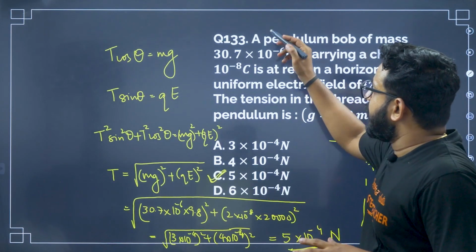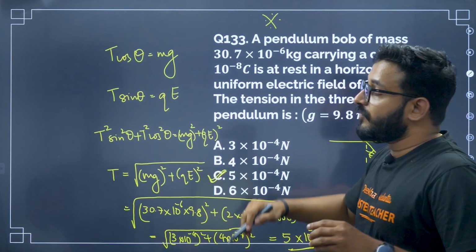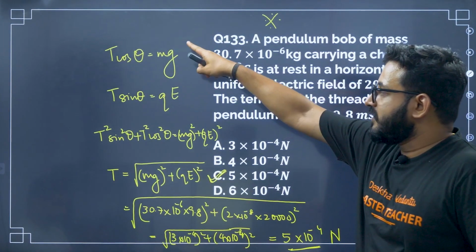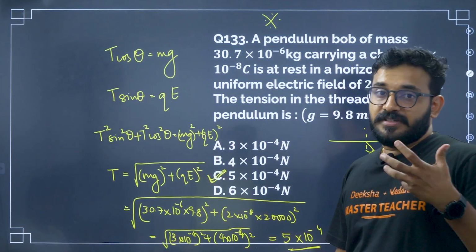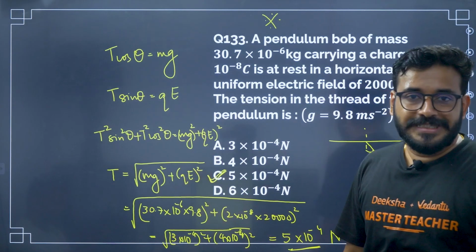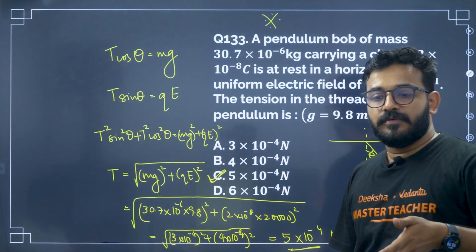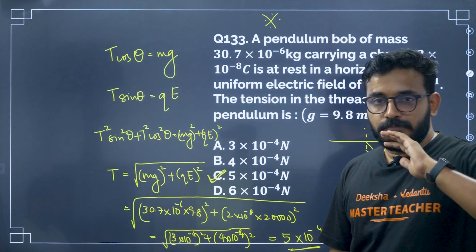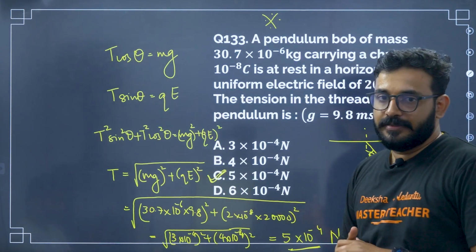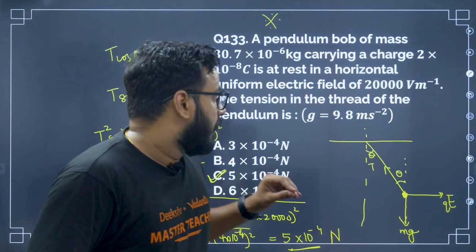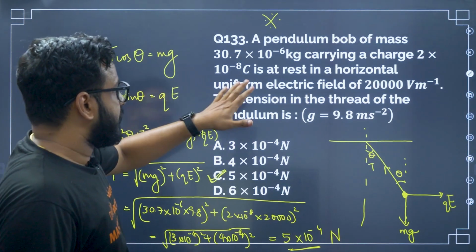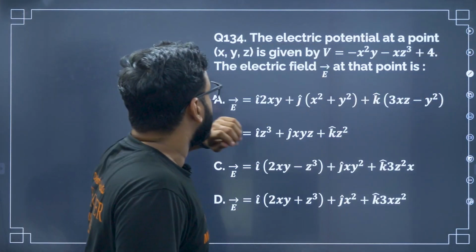Once again, please mark this question for the method which we have used here. This is a very unique method which you can employ whenever you don't know the theta value. If you know the vertical and horizontal component, ultimately you will get the answer. Alright, fine. Now let's see the next question, that is 134.